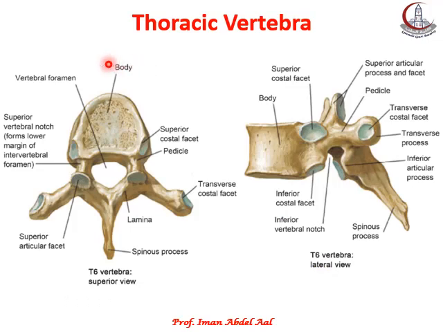Here, this is a superior view and this is a lateral view. This is the body of the vertebra, this is the body of the vertebra. This is the pedicle. Here I cannot see the pedicle because I have on it what is called the superior costal facet. But anyhow, this is the pedicle. And then this is the lamina. This is the lamina and the spine. Here I cannot see the lamina, but I can see the spine.